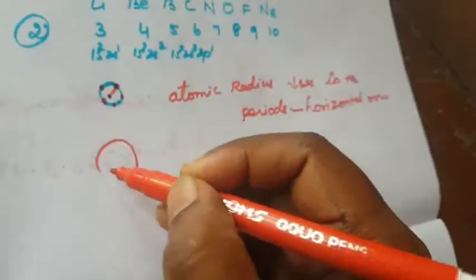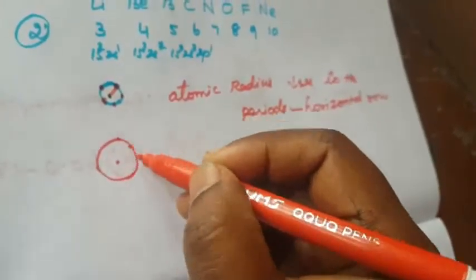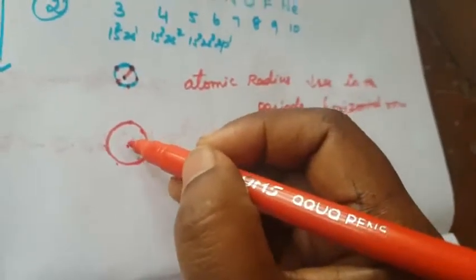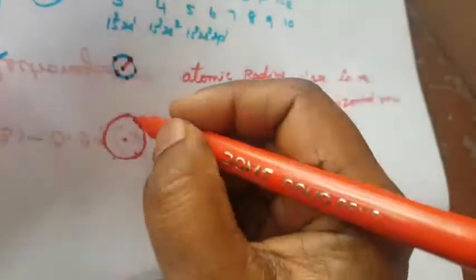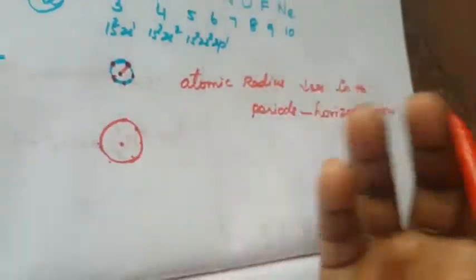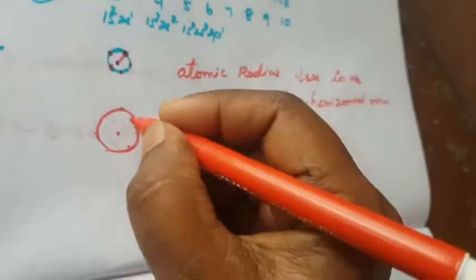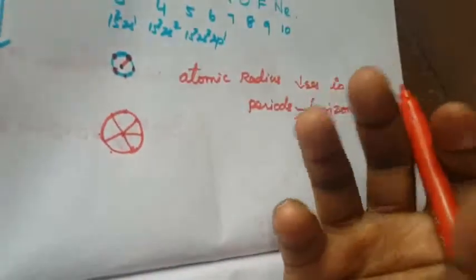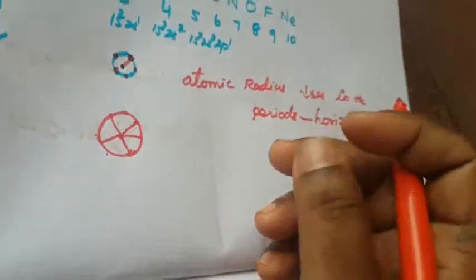So this is the atom. The electrons are added in the outermost shell, so there is more attraction between the nucleus and the outermost shell. That is the reason: the nuclear charge increases. So the atom will be attracted towards the nucleus. As the number of electrons increases, the attraction between the nucleus and the outermost electron also increases. The size of the atom shrinks. So that is the reason atomic radius decreases from left to right.